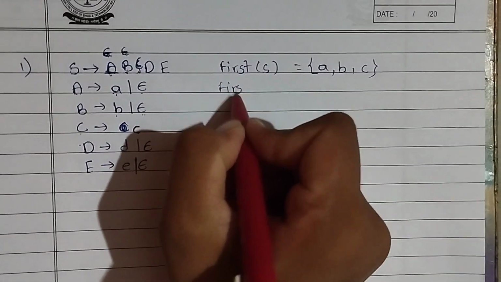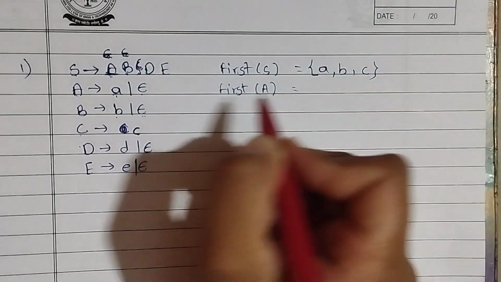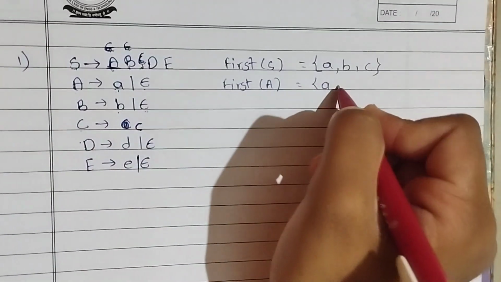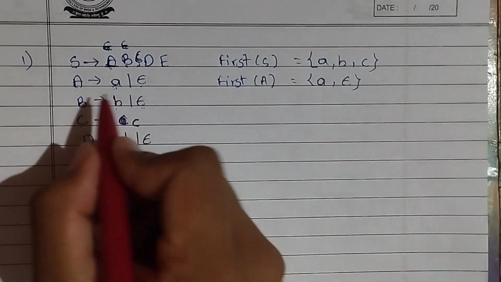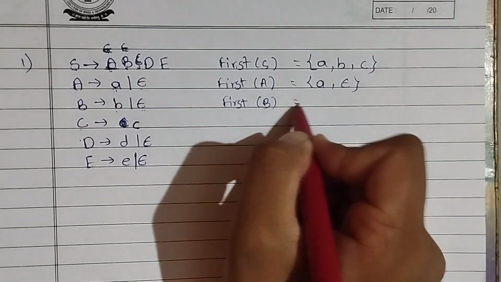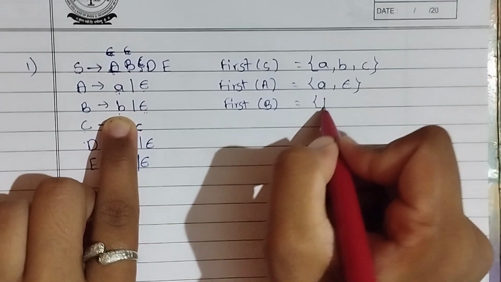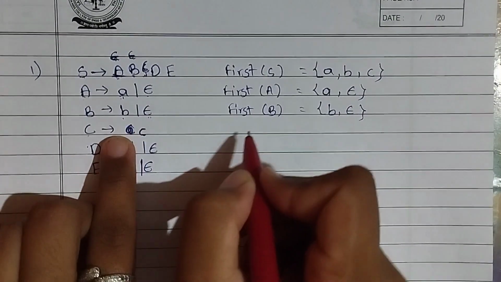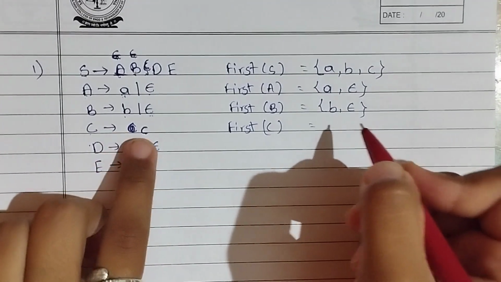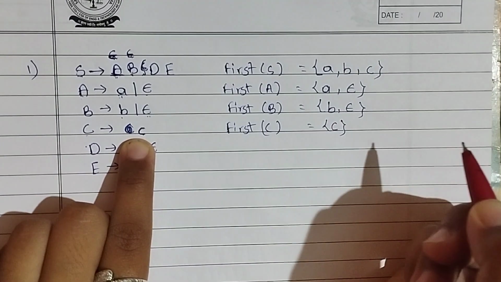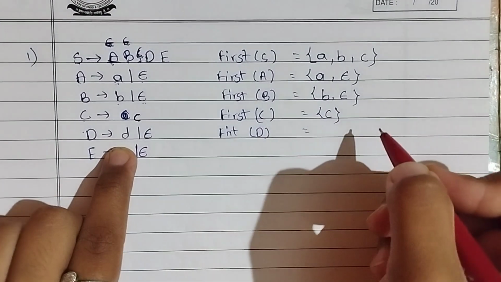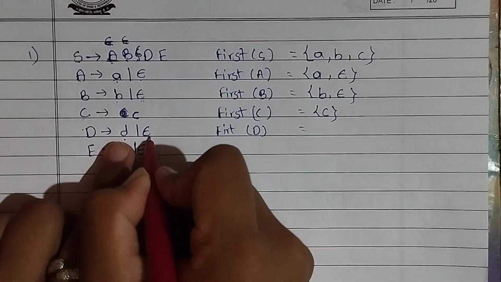Now first of A. The first of A is small a and null. Now first of B. It is small b and null. First of C. So first of C is only small c. First of D. So first of D is small d and null.